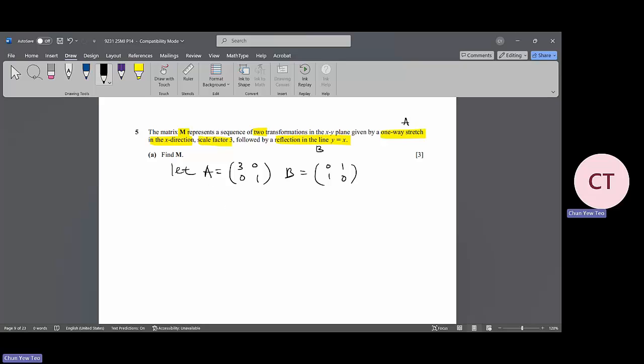Then they say that this is the first followed by the second. So we know that when you have a composite transformation, your matrix M will be BA, because the most right-hand side will be the first one followed by the second one. So it's BA. That means it's actually B multiplied by A.